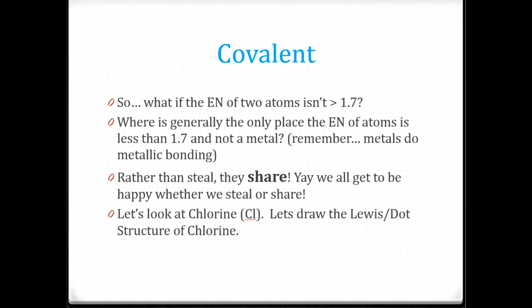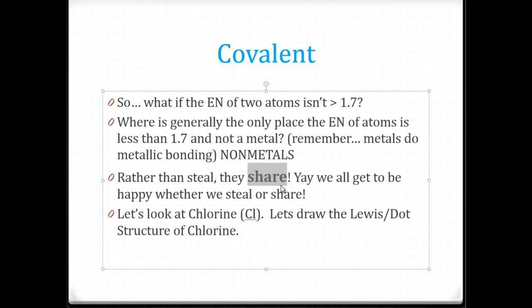So think about the periodic table and where you could have a difference of less than 1.7 on the electronegativity trend. You find that generally it's the non-metals. So if I can type in here, where is it less than that? It's the non-metals that we want. All right. And so rather than steal, they're going to share. So make sure you've got that in your notes. And so now we can be quote unquote happy. In other words, we can have 8 valence electrons whether we steal or share.